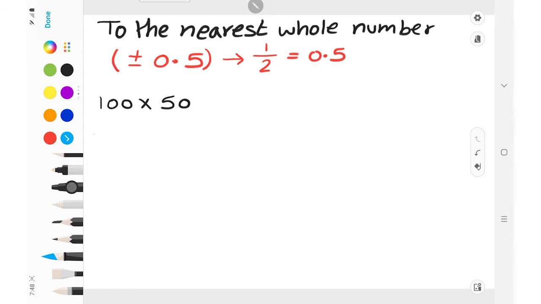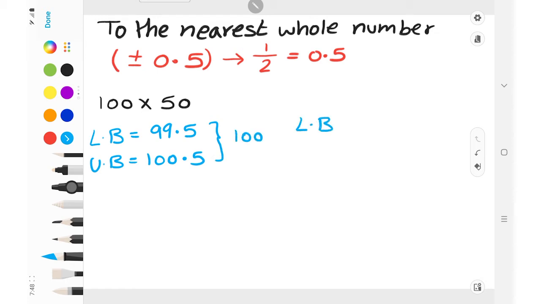So for the 100, my lower bound and my upper bound. For the lower bound of the 100, I will subtract 0.5. It's 99.5. And for the upper, I will add. It's 100.5. This is for the 100. Now for the 50, my lower bound is 49.5. My upper bound is 50.5. This is for my 50.